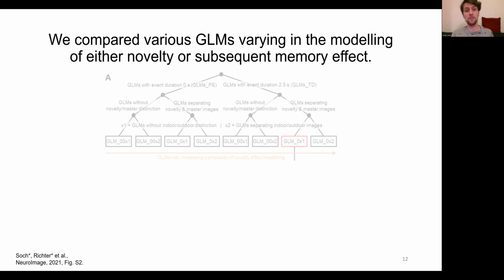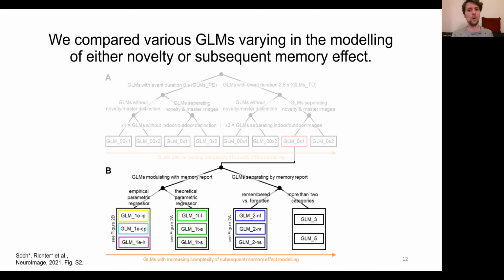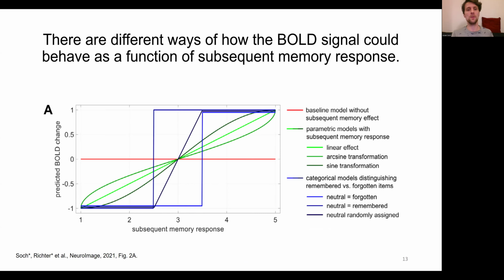We here applied CVBMS to a large model space of models varying either the description of the novelty or the subsequent memory effect. And in this video, I want to focus on the memory models, which are also visualized on the next slide. So if we are assuming no memory effect, that is no difference in the measured BOLD signal as a function of later memory response, this would correspond to the red line.